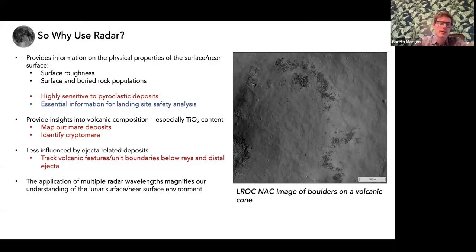And also more recently, being able to find other features, such as track volcanic features we'll talk about today, and also distal rays injected. Like we had a recent paper from the MiniRF team looking at Tycho crater ejecta, which they found streaking across the south pole of the moon.